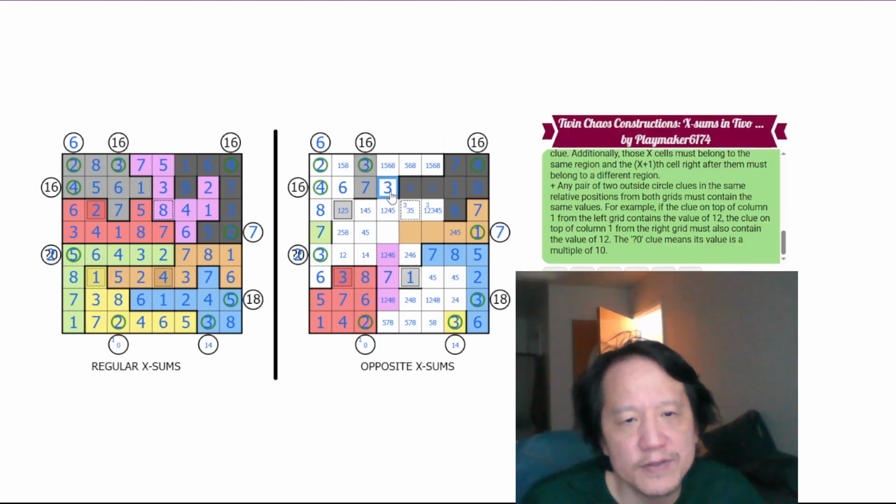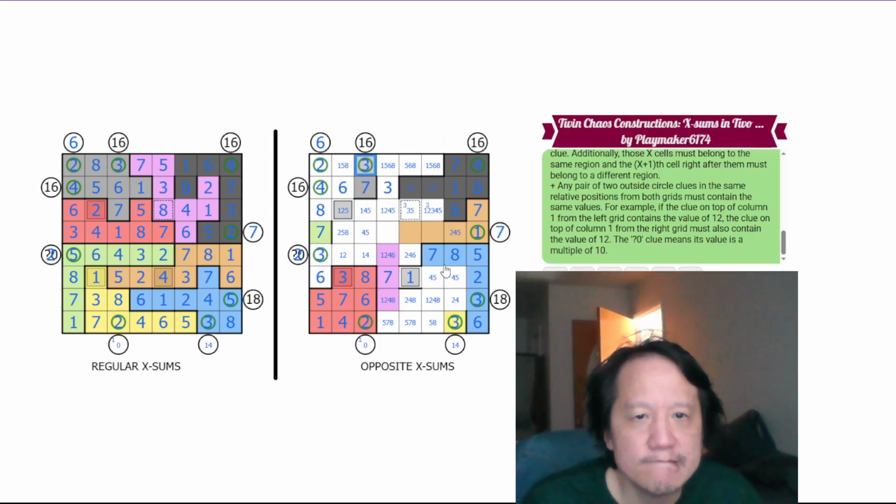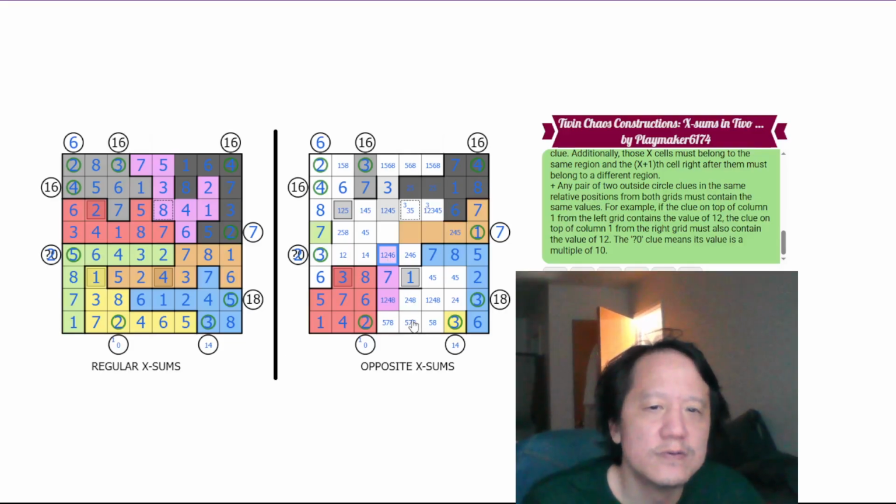This is different than this, so this must be a different region because we already have a 3 in that region. So this has to go out somewhere. It has to go this way. So we'll make this light, I guess, for now.